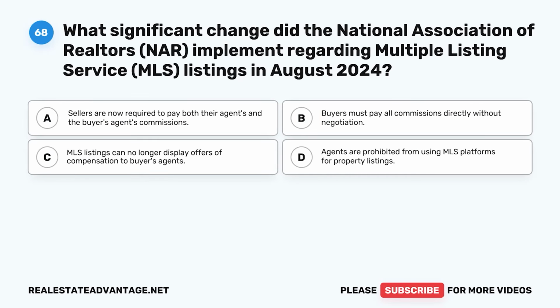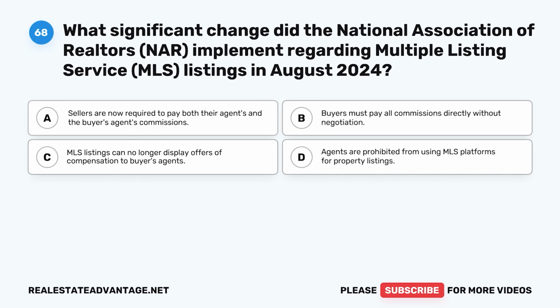Question 68. What significant change did the National Association of Realtors, NAR, implement regarding multiple listing service, MLS, listings in August 2024? A. Sellers are now required to pay both their agents and the buyer's agent's commissions. B. Buyers must pay all commissions directly without negotiation. C. MLS listings can no longer display offers of compensation to buyers' agents. D. Agents are prohibited from using MLS platforms for property listings.